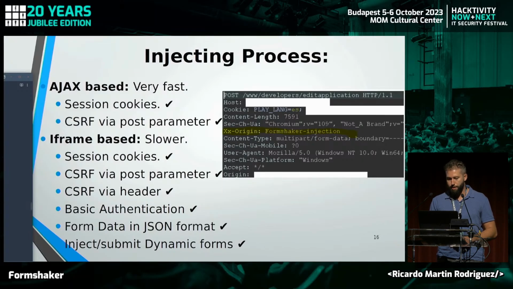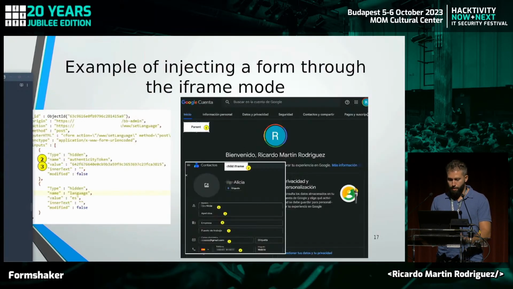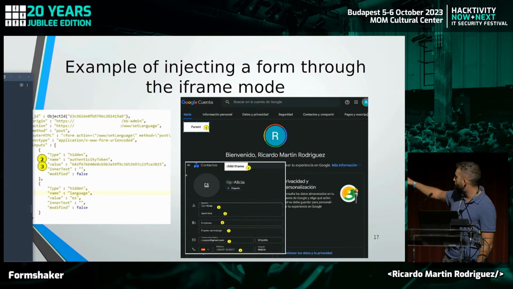So next, I'll show you another example that will be illustrative of the iframe mode for injecting process. This is an example of injecting a form through the iframe mode. Let's say providing this payload or JSON object, on the left-hand side, to the JS agent, it will be able to create an iframe, just like the one in the right-hand side screenshot, locate inside the iframe the target HTML form, and then fill out the inputs with the data we supply. And lastly, the form will be submitted automatically.